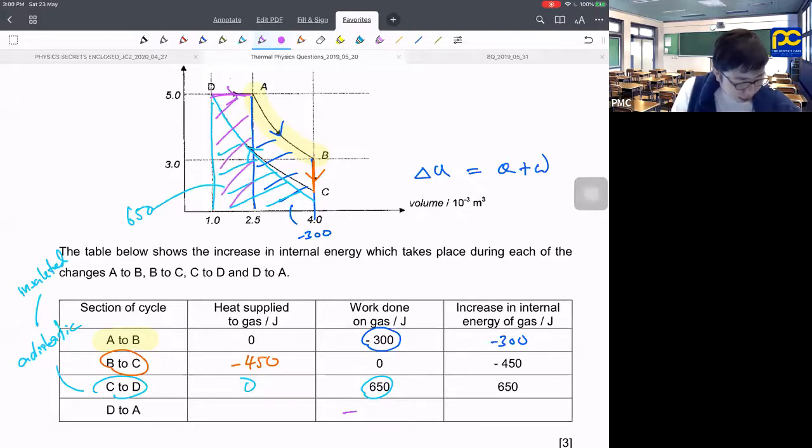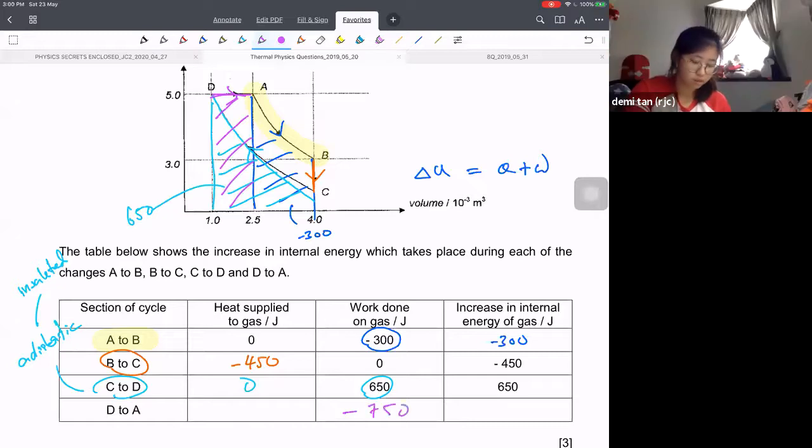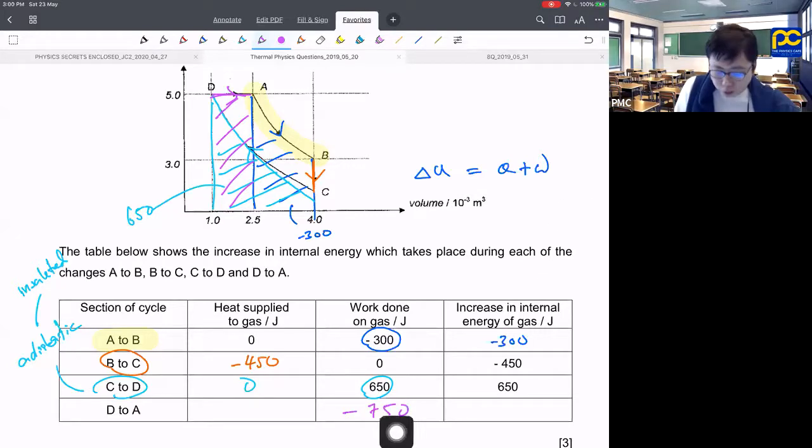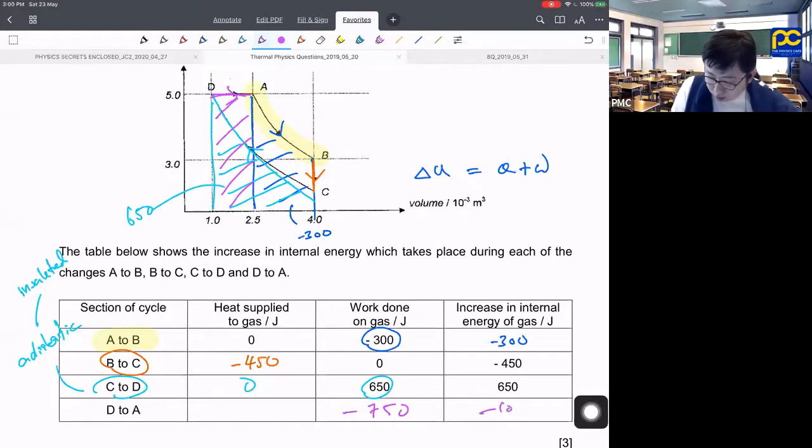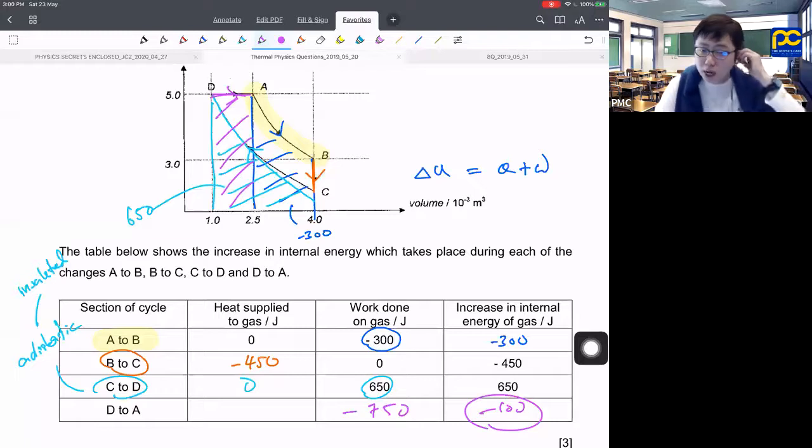What will be the area of a rectangle? Have you calculated that? 750. 750. Perfect, perfect. Then after you find work done for me, what will you find? The Q or is it the delta U? Delta U. How do you know what's the delta U? Is it minus 100? Yeah, minus 100 is a very good wrong answer. Meaning people will always get minus 100. I don't know why. They will always get minus 100. How do you get minus 100?